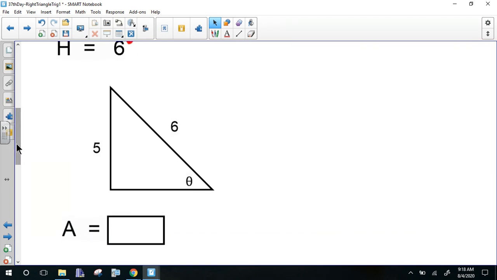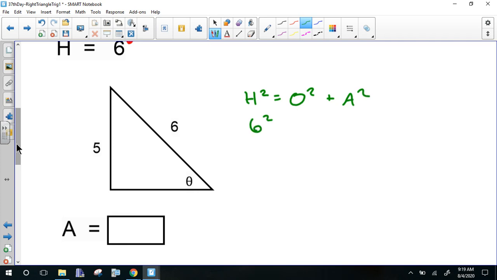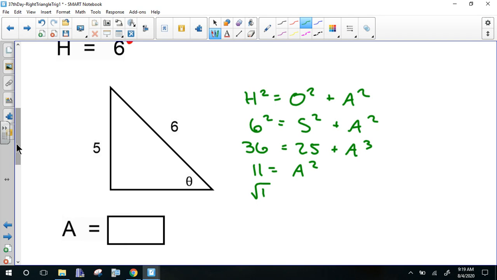And I've got to come up with my other side. Hypotenuse is 6. Opposite is 5. I need the adjacent. Subtract 25 from both sides. I get 11 equals adjacent squared. Take the square root. And I have an adjacent side of square root of 11.